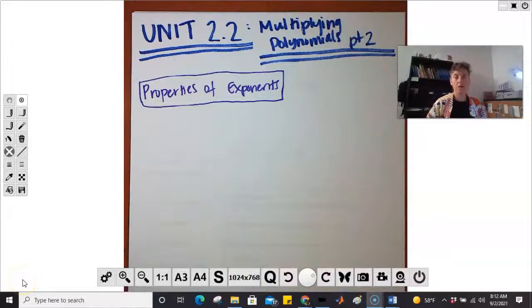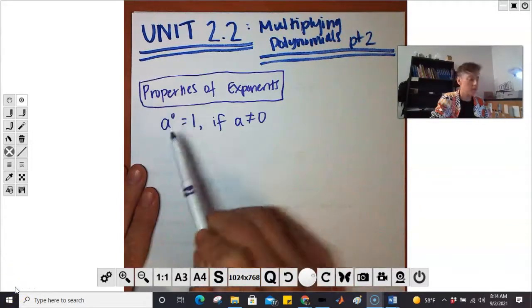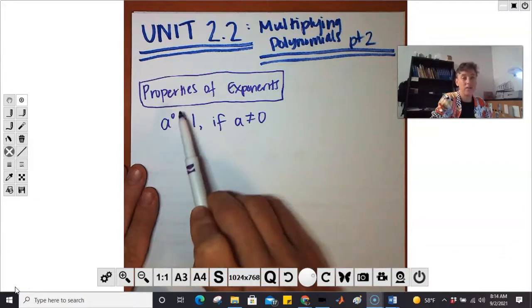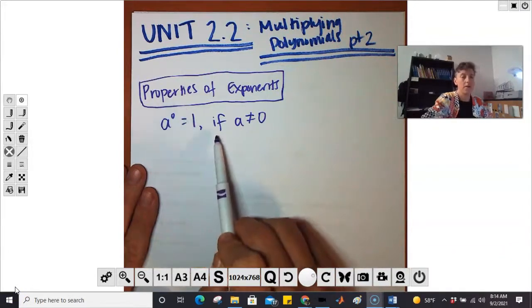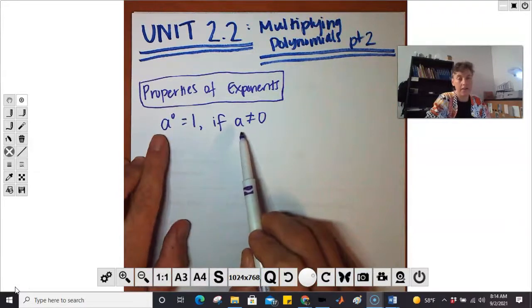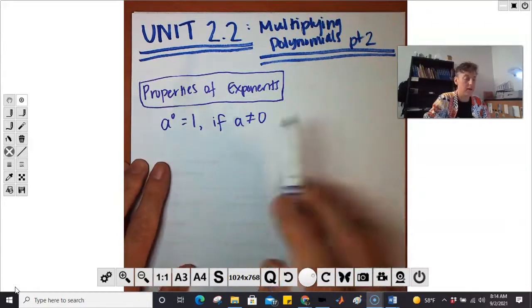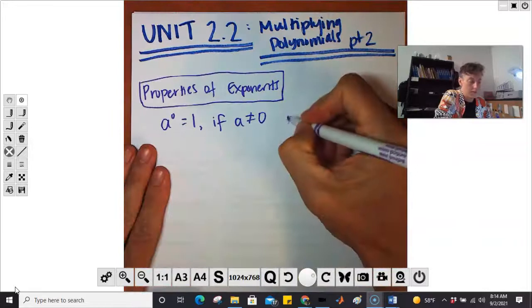What's up, scholars? We are continuing our discussion of multiplying polynomials, and we're going to start off with some properties of exponents. Our first property is that anything to the 0 power equals 1, so long as that anything does not equal 0. So a little note about this.